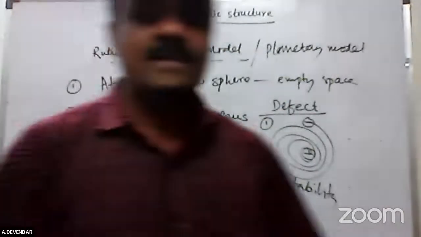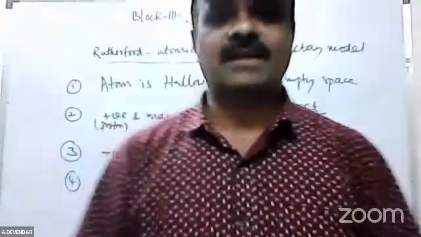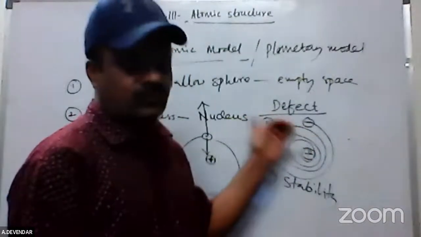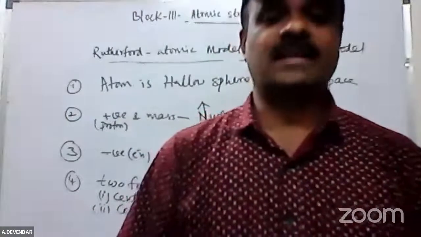If the defects are there, one more scientist will be born. That is Bohr's atomic model. For explaining these defects present in the Rutherford atomic model, Bohr explained one more model that is called Bohr's atomic model.